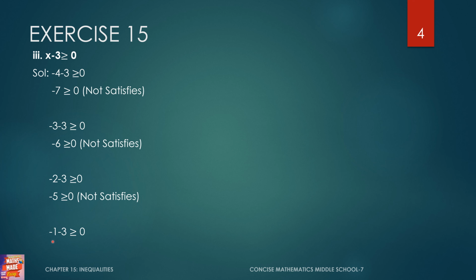Similarly, now just replace it with minus 1, minus 3. Just put a minus sign and add it since both are having minus sign. So it will be minus 4 greater than or equal to 0. We all know that minus 4 is not greater than 0, it is lesser than 0. So you can write down as not satisfies. 0 minus 3. Even here it is minus 3 greater than or equal to 0. Not satisfies.